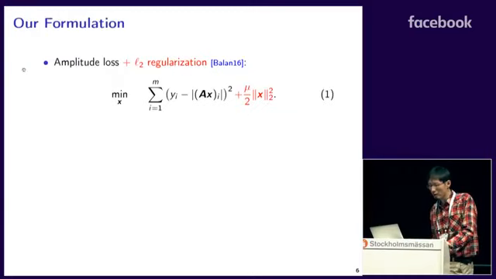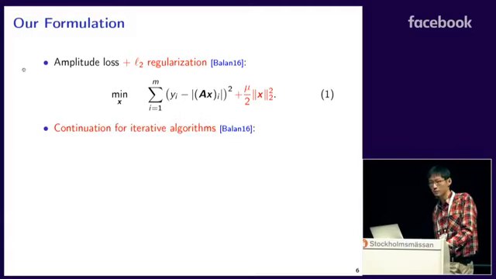That is, we add the L2 regularization to the amplitude loss. The idea is to avoid bad local minima by this regularized optimization and to provide an estimate that is more appropriate as initialization for the original optimization. This technique is also known as continuation. So let me use a figure to illustrate this.